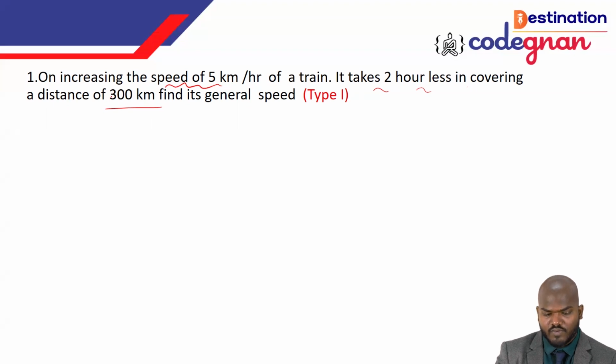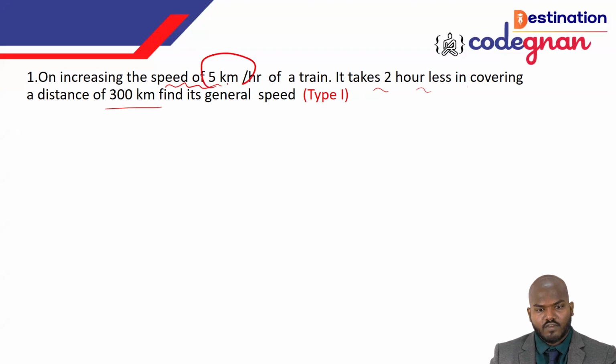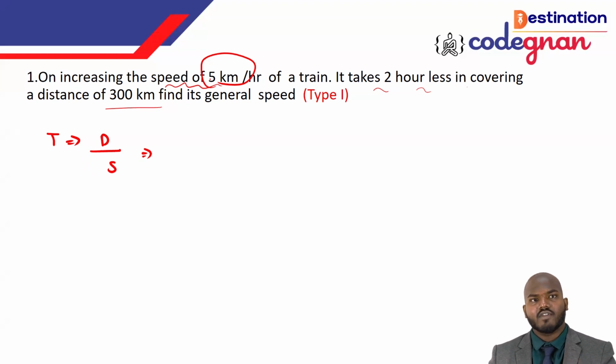It is not the first sum we are dealing with here. We have already dealt with this particular question in the previous classes. So they have given the time difference and the speed difference here. Time is distance by speed, but they have given something. If it takes 5 km per hour speed extra, it can reach the 300 km in 2 hours most probably. That is what they have given in this one.